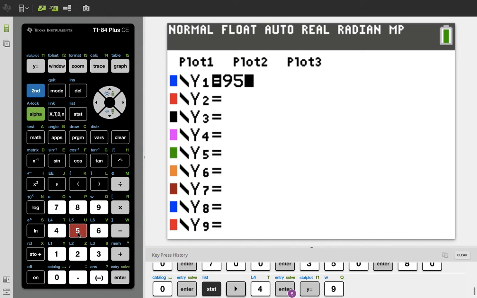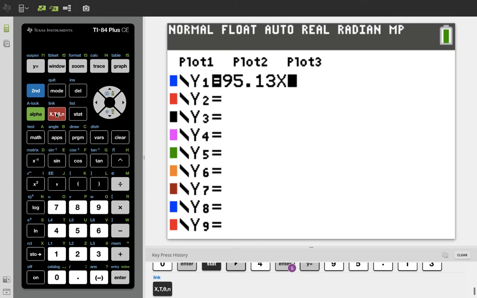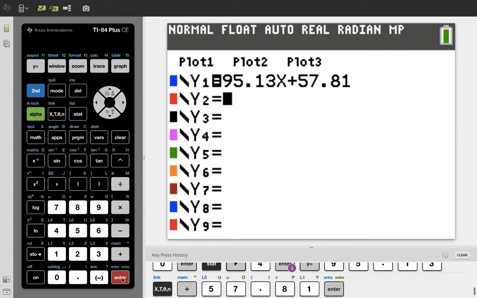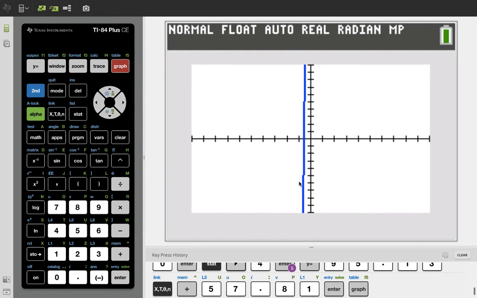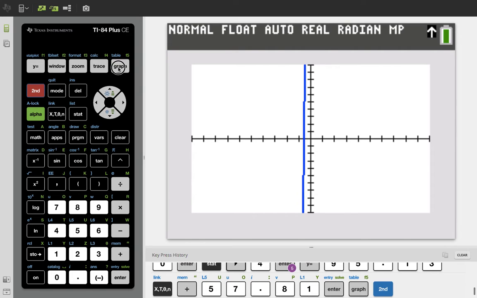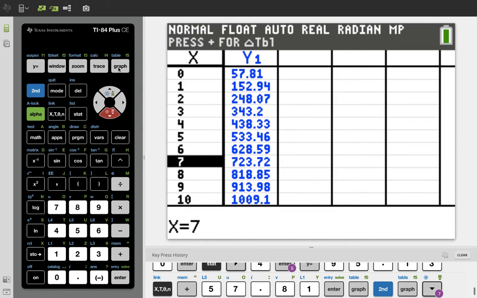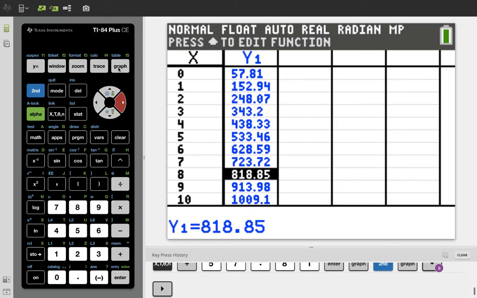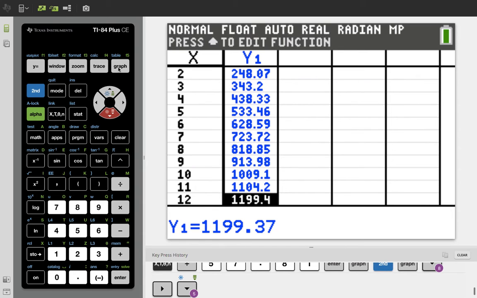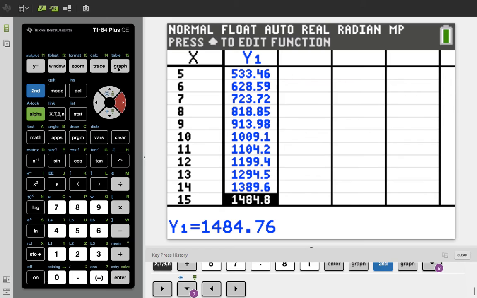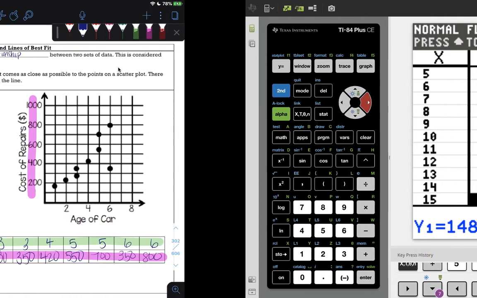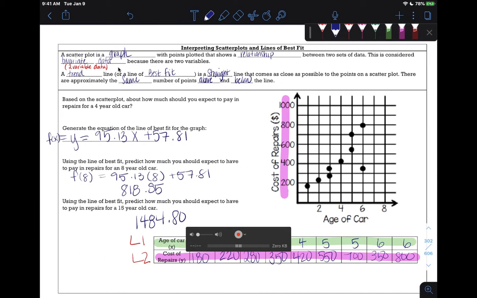So that's what I'll do. 95.13x plus 57.81. Enter. Take a look at the graph. Okay, it's a really crazy looking one. Let's look at the table. They wanted to know where x equals 8. So $818.85. And where x is equal to 15, $1,484.80. All right, so I got those values written in. This is super simple. Don't trick yourself and think this is hard.